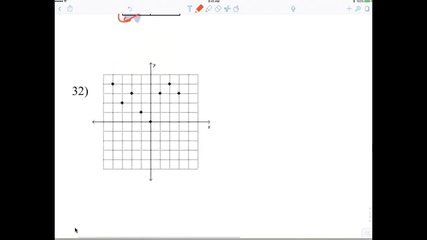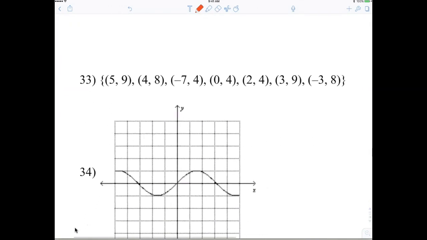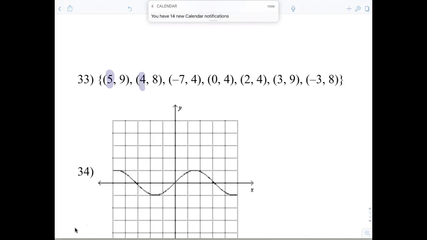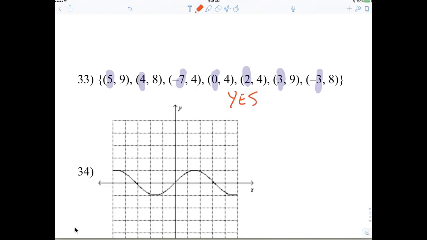All right, let's take a look at 33. Again, all I'm wanting you to do is 5, 4, -7, 0, 2, 3, -3. Anything? So then, yes, it's kind of weird the way you say it. Nothing repeats, so yes, it is. All right, but that's exactly what we say.